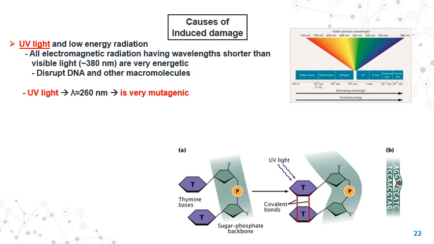So here's another thing that can cause mutation. Or actually, we're talking about damage. So another thing that can cause a type of damage is UV light. So this is ultraviolet light. Now, UV light, the wavelength of the UV light is around 260 nanometers.